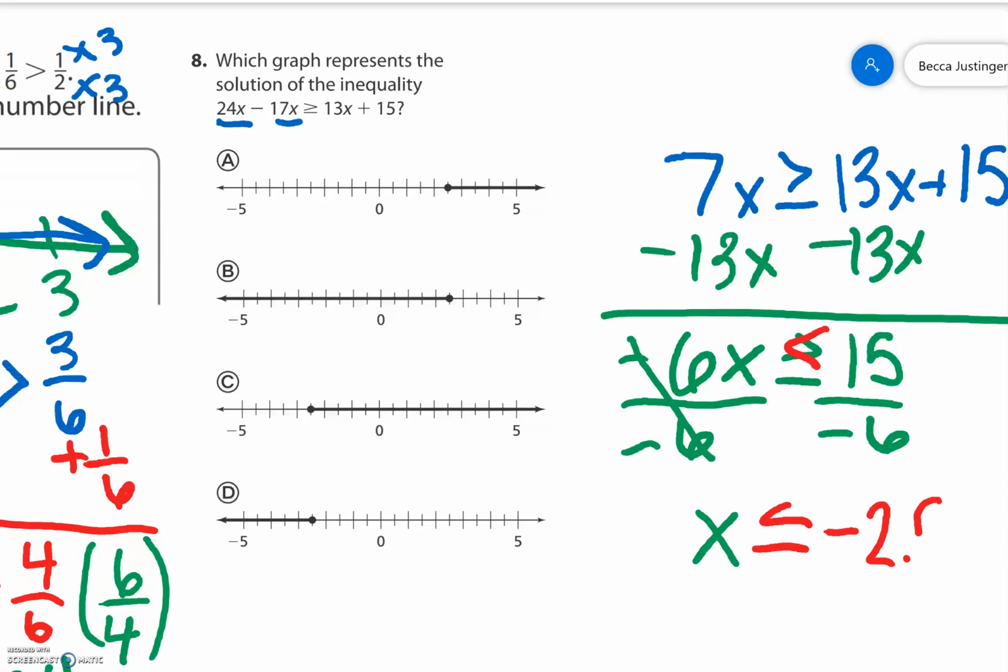negative 2.5. So I know it's not A because that's in the positives. I know it's not B because that's in the positives. Both C and D are in the same spot. The dot is in the same spot, but the arrows are pointing in different directions. And when x is less than that number, the answer is D.